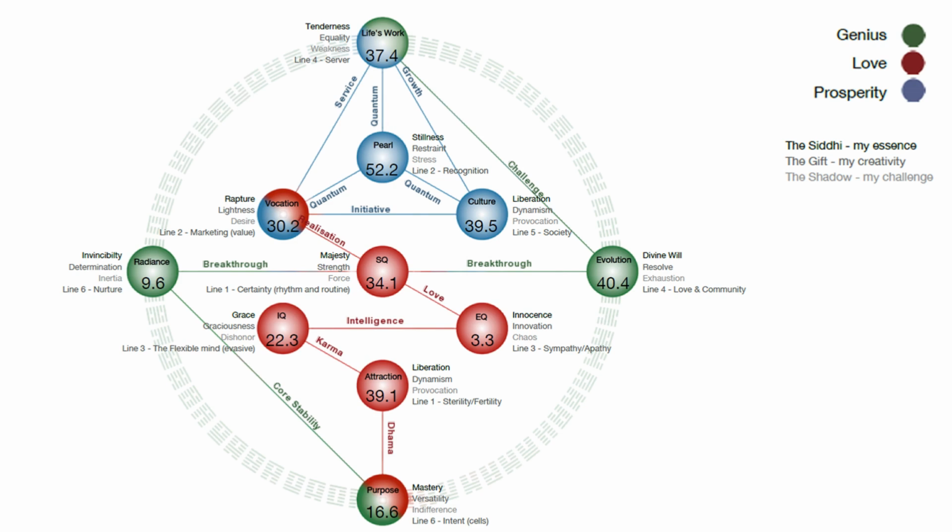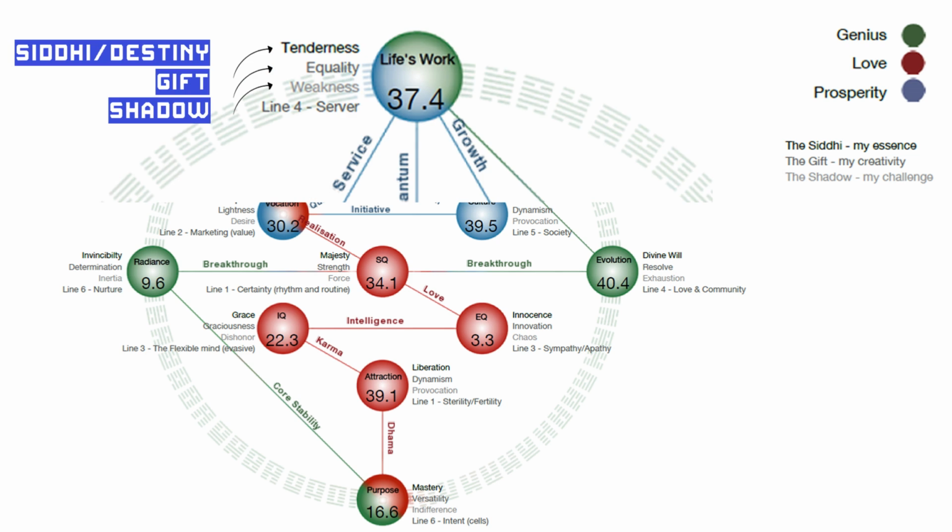And for each particular Gene Key, there's going to be what is called the shadow. That is the word that is at the bottom. That's your shadow level. So we can see that Marcus's shadow with regards to his life's work is weakness, because Gene Key 37, the shadow, is weakness. At the gift level, from the shadow we can extract his gift. The gift from weakness is equality. And if we go even higher, we get to the highest destiny, or in the Gene Keys it's called the Siddhi. This is the Siddhi, or the highest destiny, of tenderness.